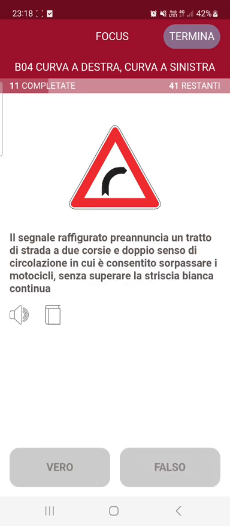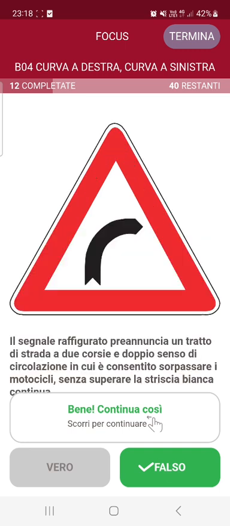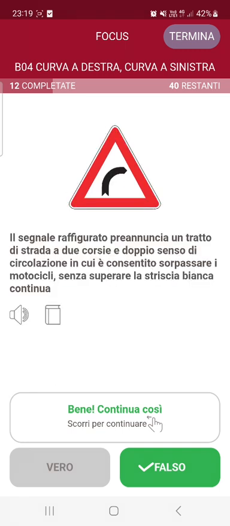Il segnale raffigurato preannuncia un tratto di strada a due corsie e doppio senso di circolazione in cui è consentito sorpassare i motocicli, senza superare la striscia bianca continua. Falso. In the presence of this sign, you don't have to do any overtaking. Either to overtake anything, bicycle or motorcycle, it does not permit it, it is forbidden.